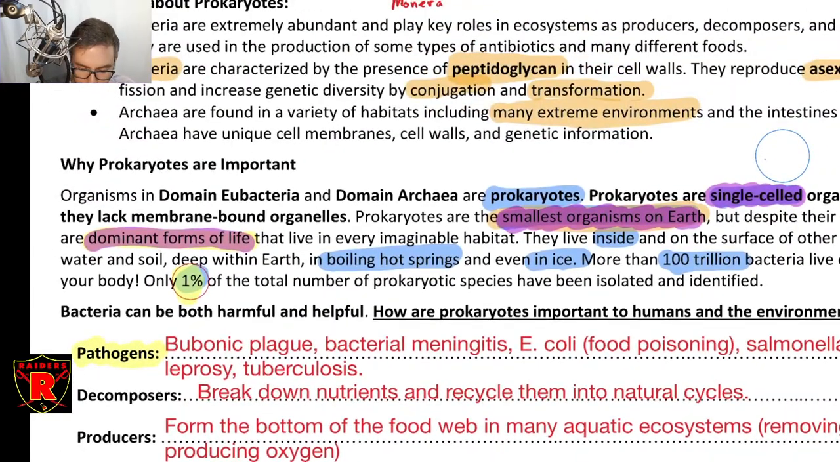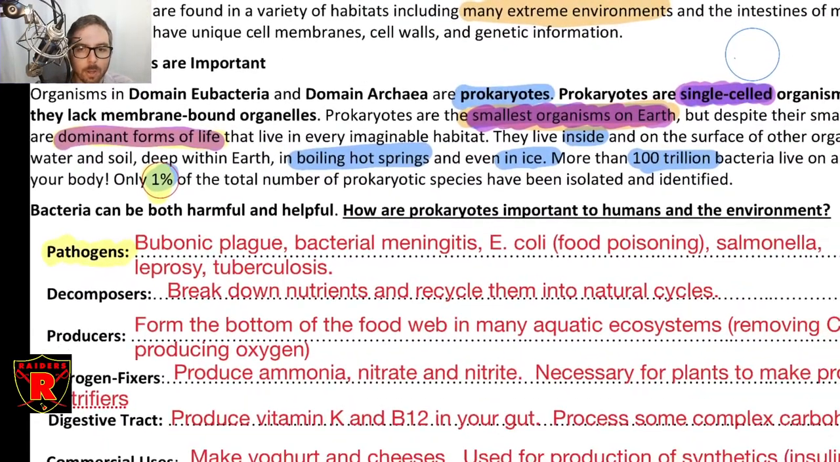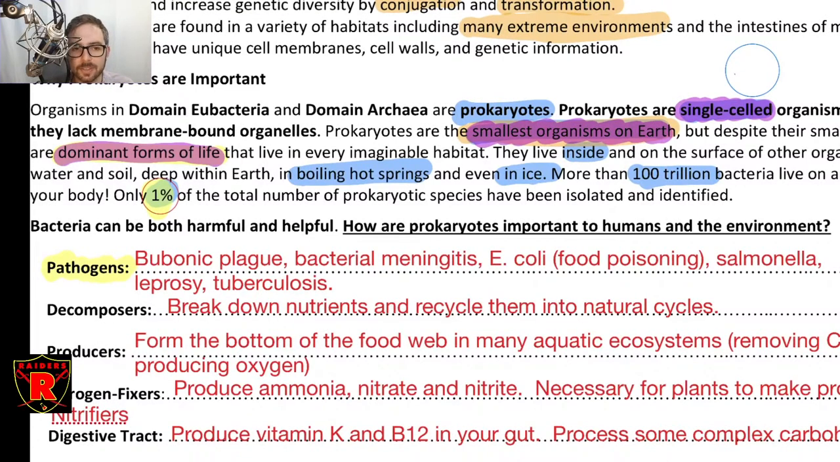So what are some potential things, some reasons why we should care about prokaryotes? Well, the one that I think most people focus on is the idea that some are pathogens. So pathogen just means illness-causing agent. So bubonic plague, bacterial meningitis, E. coli, Salmonella, leprosy, tuberculosis, those are all pathogens, and pathologies that are caused by bacteria, so by pathogens. There's a lot, but it's important to note that the bacteria that cause illness only make up an infinitesimally small fraction of the total bacteria that are out there.